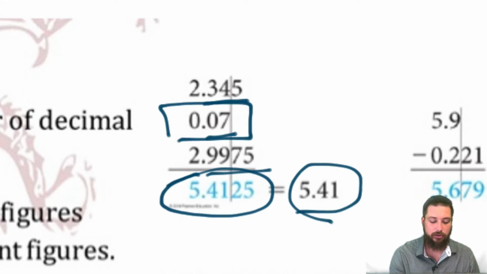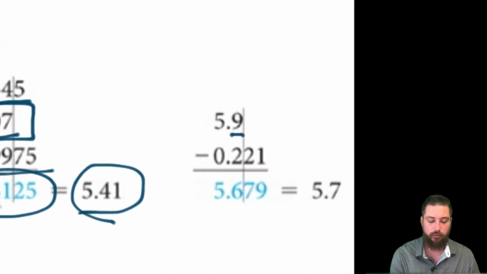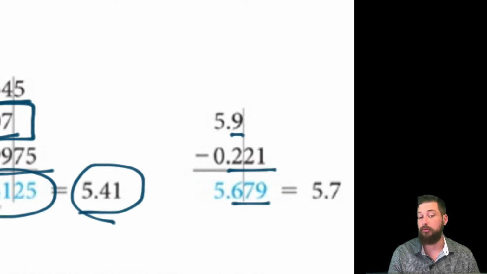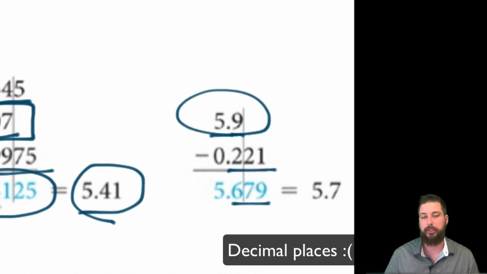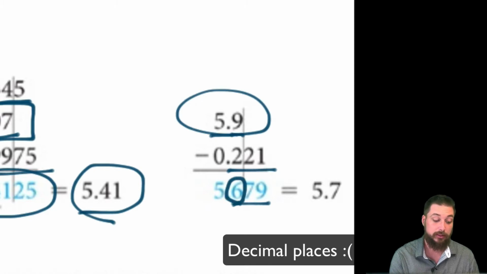Now the same thing is true with subtracting. If you take a look, this has 1 decimal point, this has 3 decimal points, and then this one, when you type that in the calculator, will end up giving you 3 decimal points. But because this one right here only has 1 decimal point, the answer can only have 1 decimal point.